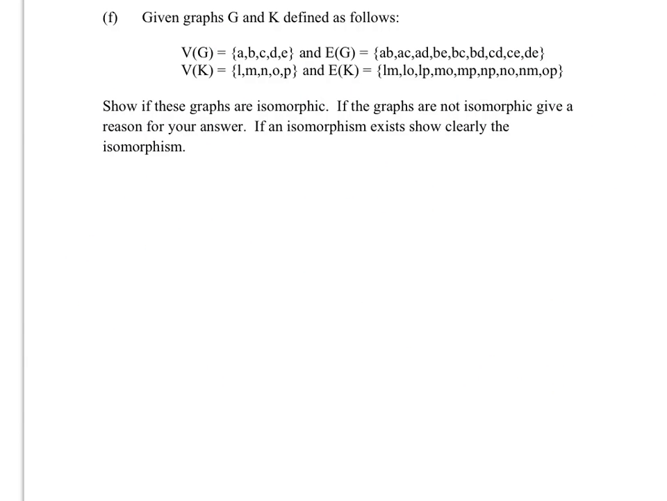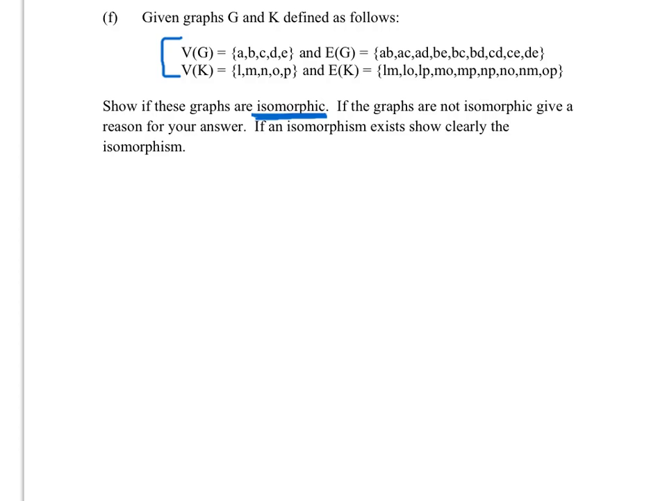Okay, let's look at part F. It says, given graphs G and K defined as follows. So graphs G and K are defined using a set definition. You're given the vertex set and the edge set for each graph. Show if these graphs are isomorphic. Now, isomorphic means, are they essentially the same graph? If the graphs are not isomorphic, give a reason for your answer. And if an isomorphism exists, show clearly the isomorphism.